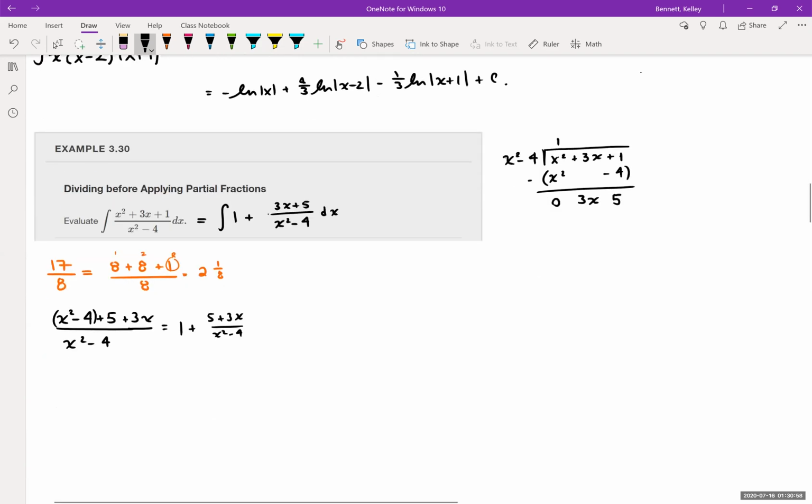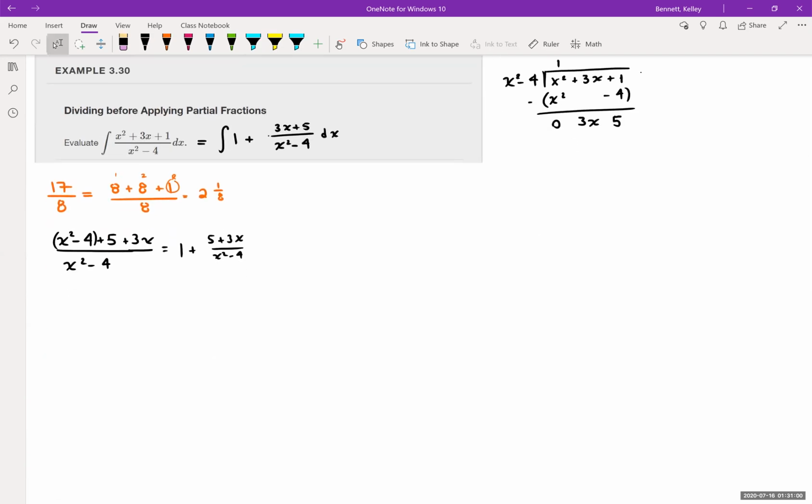Now that we've done that, we are ready to decompose our fractions using PFD, and thereafter we can integrate. So for us, we just have to take care of the 3x plus 5 over x squared minus 4. And I can already see that this factors very nicely: x plus 2, x minus 2. So now we're back to those distinct or non-repeated linear terms.